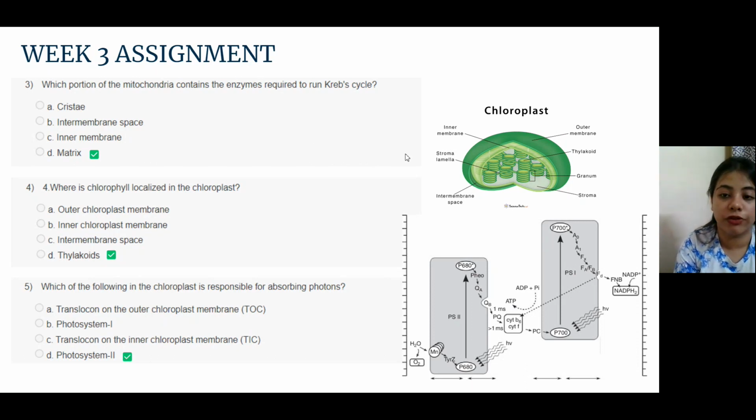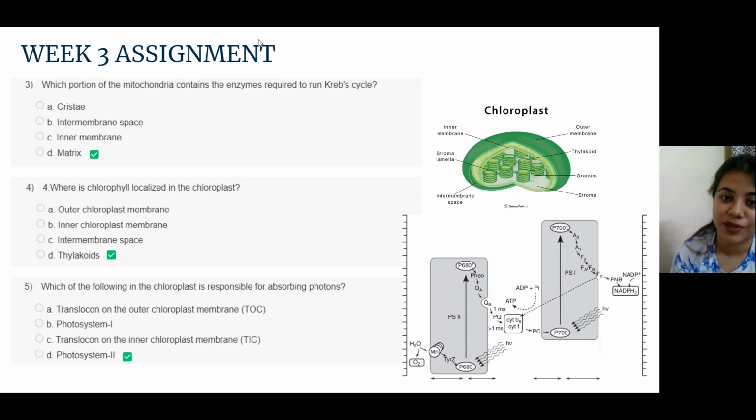So where is chlorophyll localized in the chloroplast? If you look at the options here, we have the outer membrane, inner chloroplast membrane, intermembrane space, and the thylakoids. Because photosynthesis itself occurs within the thylakoids of these chloroplasts, by extension, and also by direct information, the thylakoids would be the region where we can expect pigments like chlorophyll to be present, which would be responsible for carrying out the entire process of photosynthesis within a plant cell.